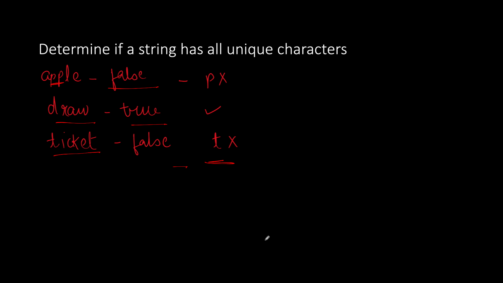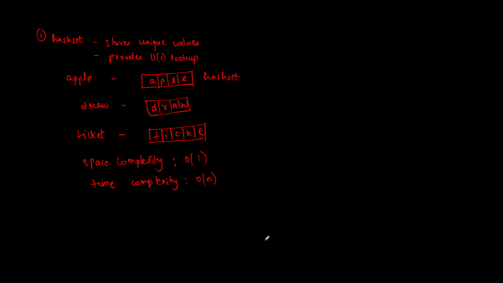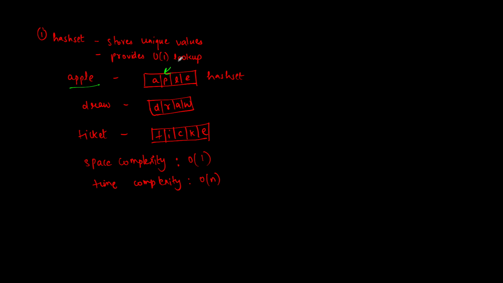So now let's look at the solution. The first solution can be a hash set. A hash set is a data structure which provides order of one lookup and it internally uses a hash table or hash map. And a hash set stores the unique values. For example, in case of apple, it stores only the unique values like A, P, L and E. So here P is getting saved once only, even if P is repeated twice. In the next example draw, there are a total of 4 characters in the hash set because all are unique. In the ticket example, it contains 5 unique characters because T is repeated twice.